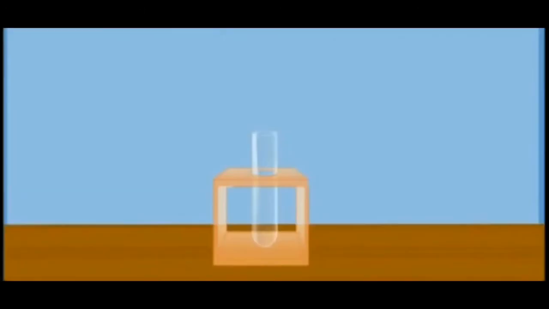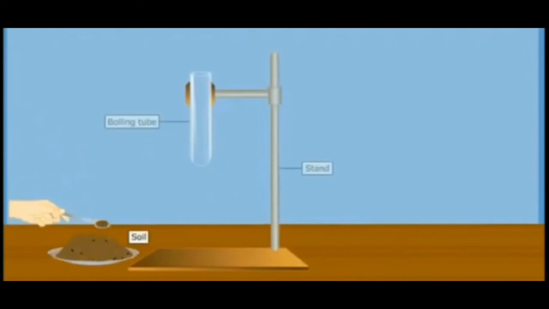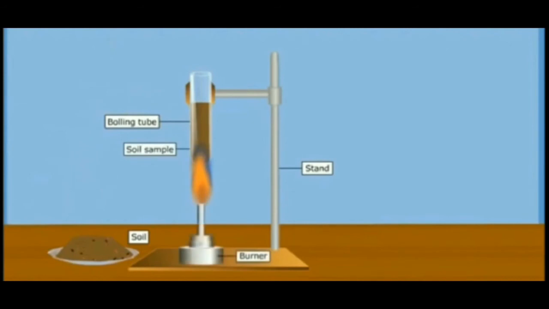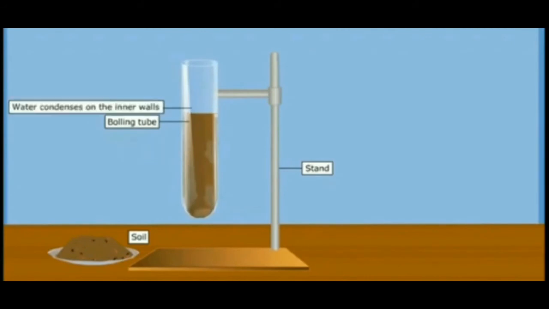Now, I would like to tell you about moisture in soil. We can do an activity to show this. Take a boiling tube and put 2 spoonfuls of soil sample in it. Then heat it and observe it. You will observe that the moisture in the soil evaporates and moves up on heating and condenses on the cooler inner wall of the upper part of the boiling tube.